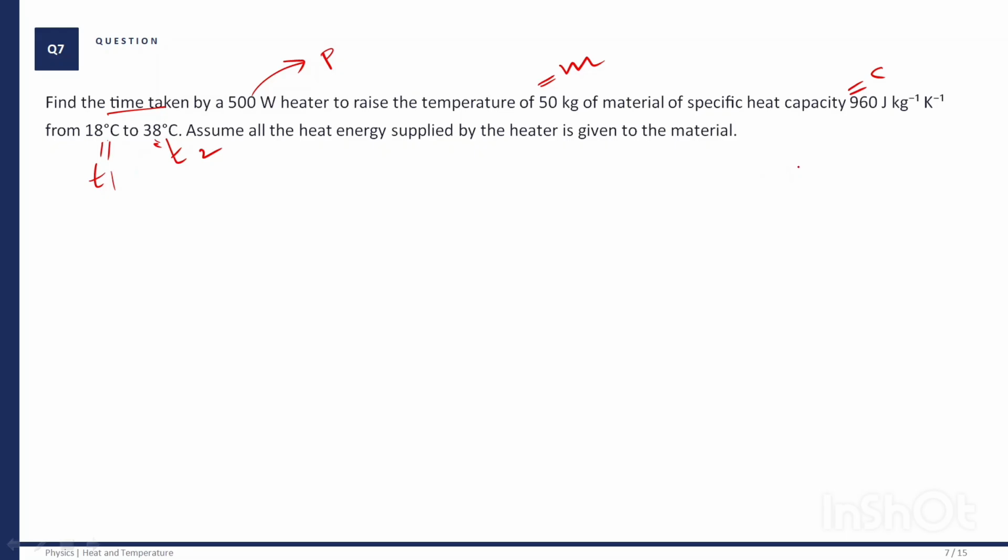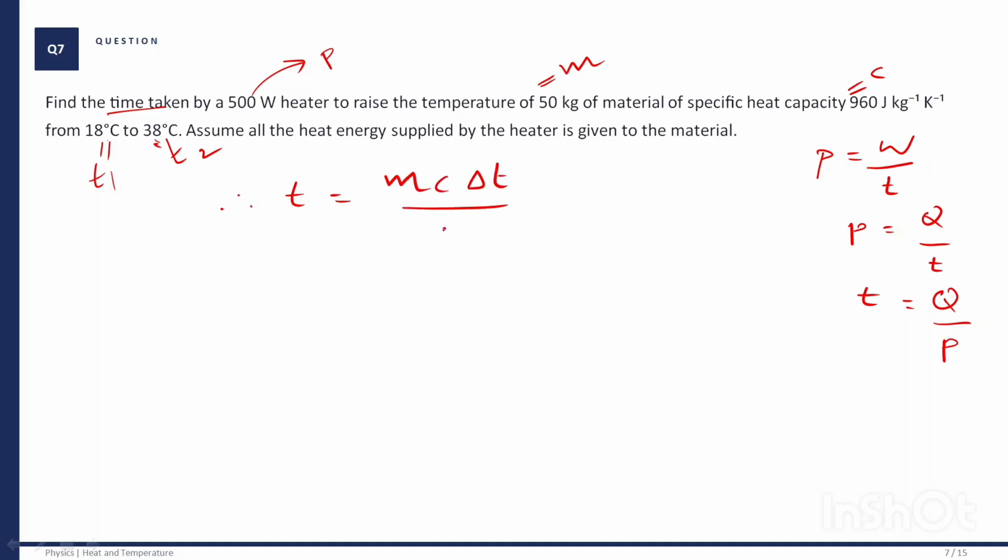So we know power equals the rate of doing work. It can also be written as P equal to Q by T, right? So from this I will write T equal to Q by P. Therefore time T equal to Q, which is M C delta T, divided by power P. All physical quantities are given in the system, so directly substitute into the equation.